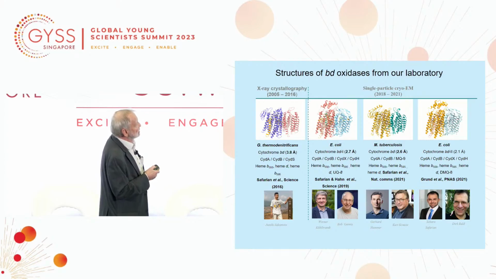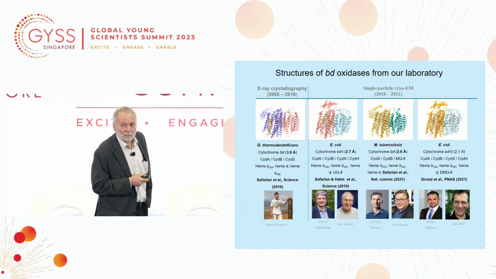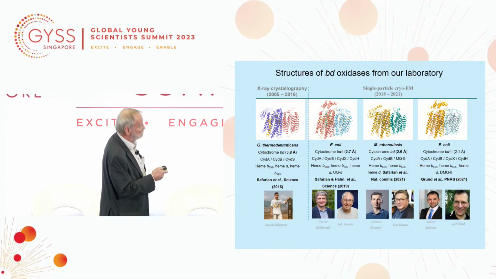We determined the structures of the E. coli enzyme, that of Mycobacterium tuberculosis, and then the second enzyme of E. coli. And now we have one more enzyme. And this was done primarily by cryo-electron microscopy, which takes about 3 to 4 months after starting the project, so much, much faster. So we gave up X-ray crystallography.